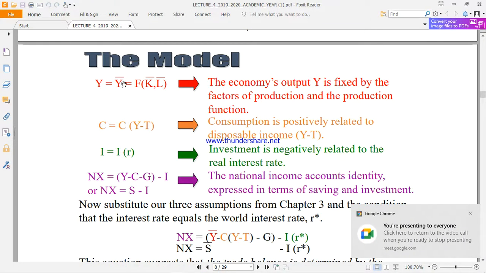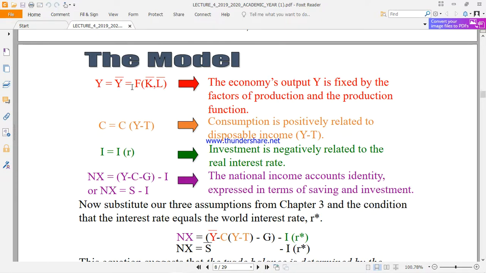Okay, so let's try to borrow something from the classicals. We know from the classicals that what determines output is the factors of production and the production function. And the factors of production are actually fixed. They're given. They're exogenous.